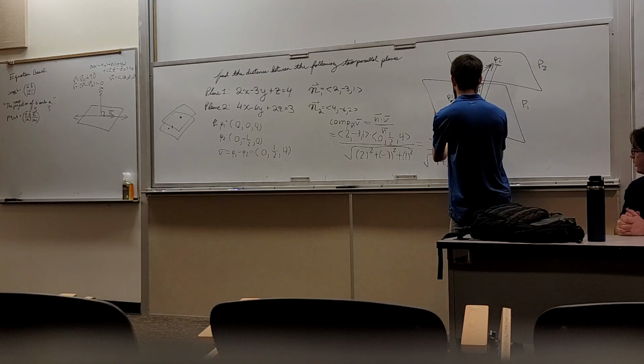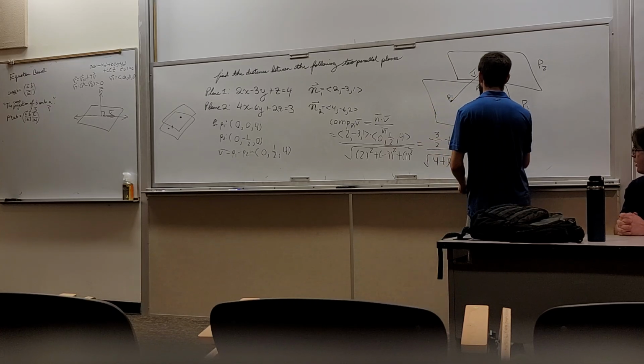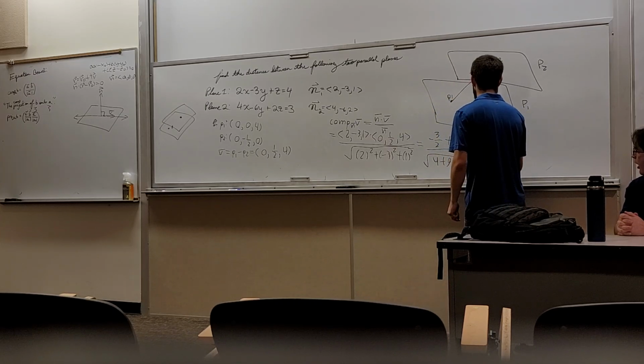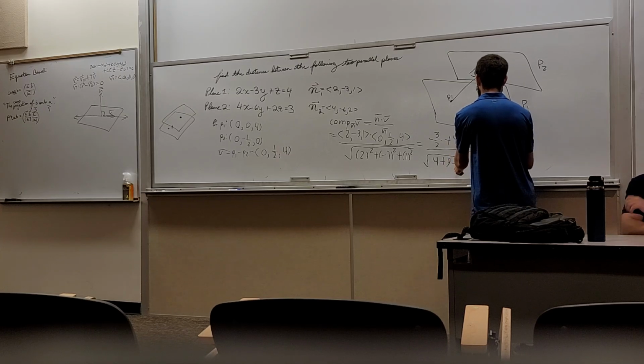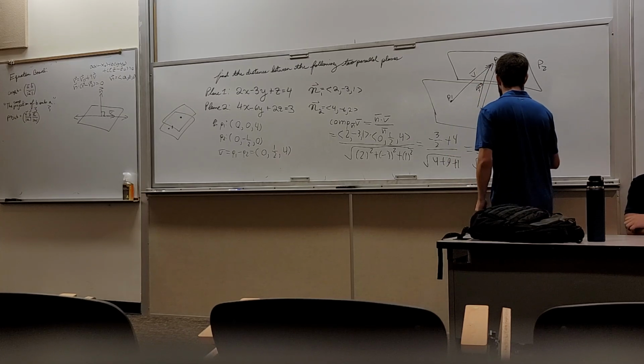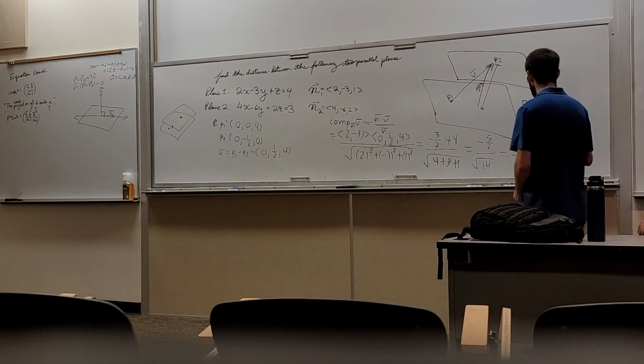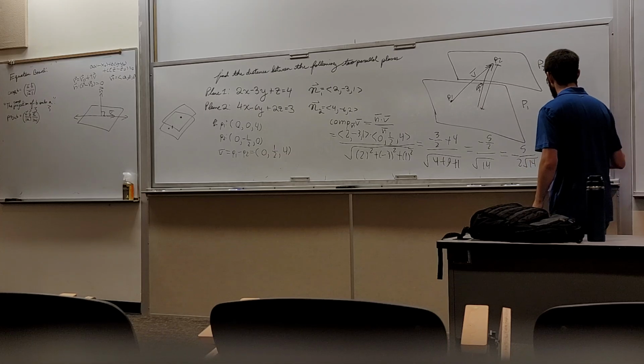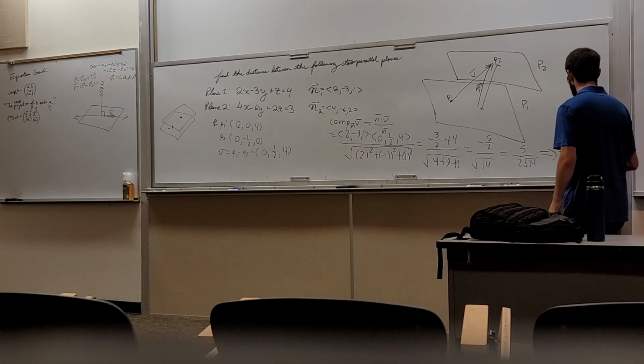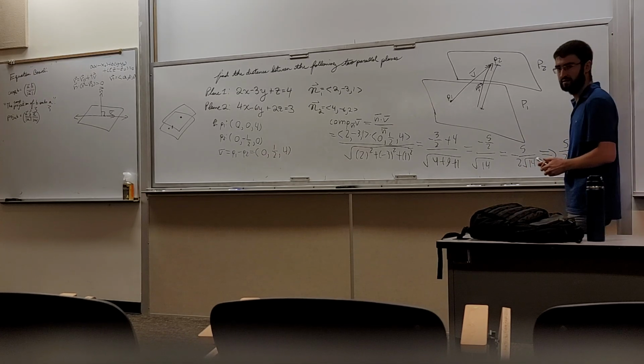So 4 is the same thing as 8 halves. So 8 halves minus 3 halves, we get minus 5 halves over the square root of 14. So you get minus 5 over 2 square root of 14. But then because distance is always positive, we take the absolute value of that, and we get 5 over 2 square root of 14. And that should be the answer.